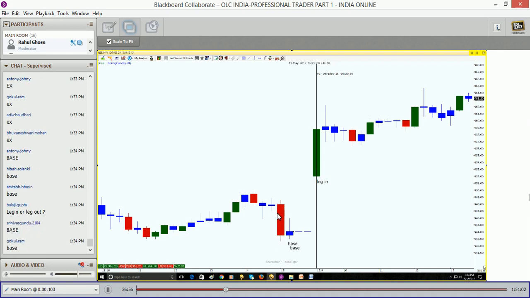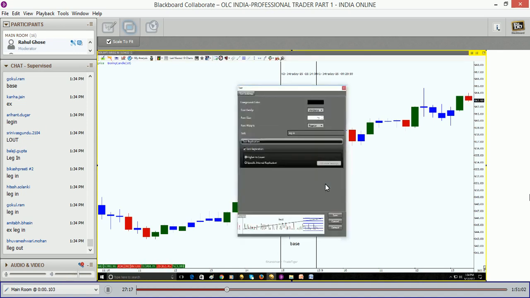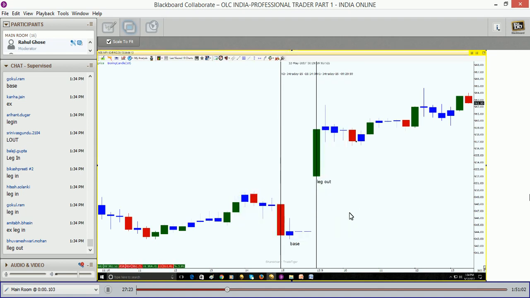What about this candle over here? This is again an exciting candle. This was leg out, guys. I think the lunch effect is settling in. This becomes your leg out. This becomes my leg in.